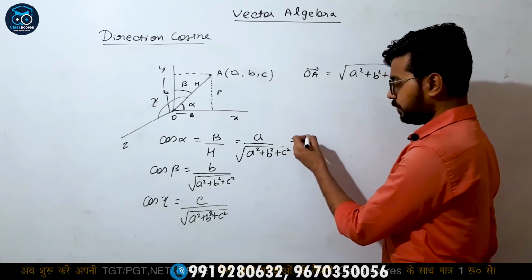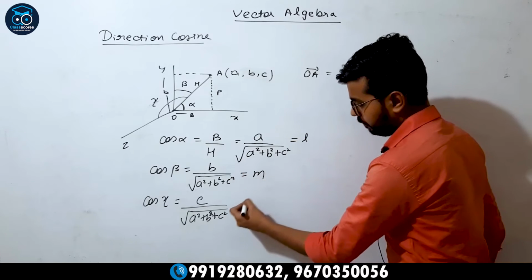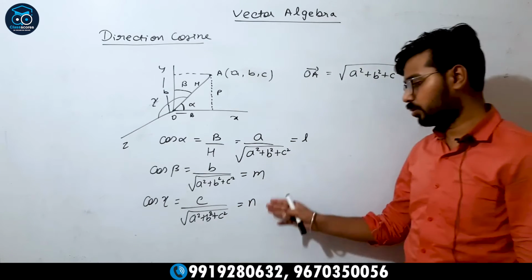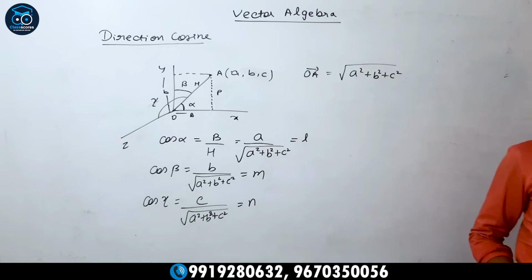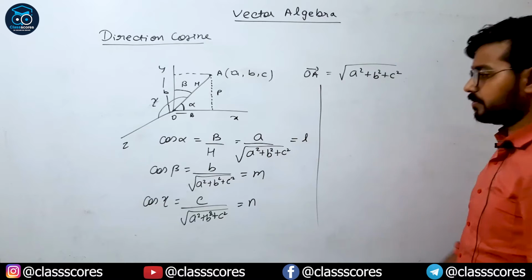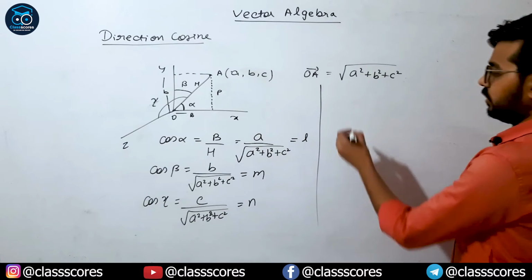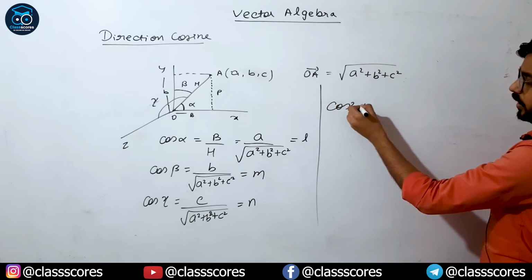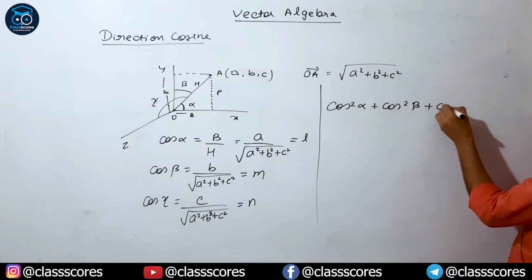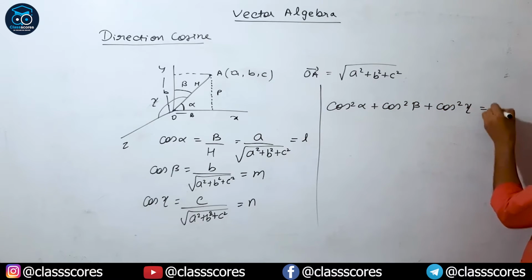It will also be represented as L, M and N. So generally we can see direction cosine will be represented as L, M and N. With this way we can find the value of direction cosine. Now there is one relation between all these three terms, that is cos square alpha plus cos square beta plus cos square gamma equals to 1.